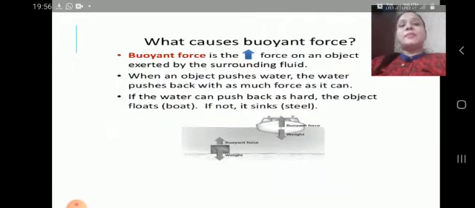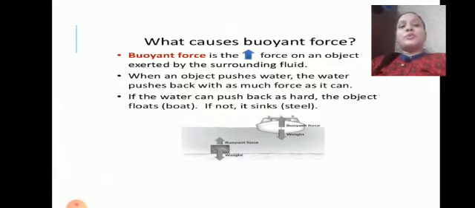Now the next is the buoyant force. The buoyant force is the upward force on an object exerted by the surrounding fluid. When an object pushes water, the water pushes back with as much force as it can. If the water can push back as hard, the object floats. If not, then the object will sink.